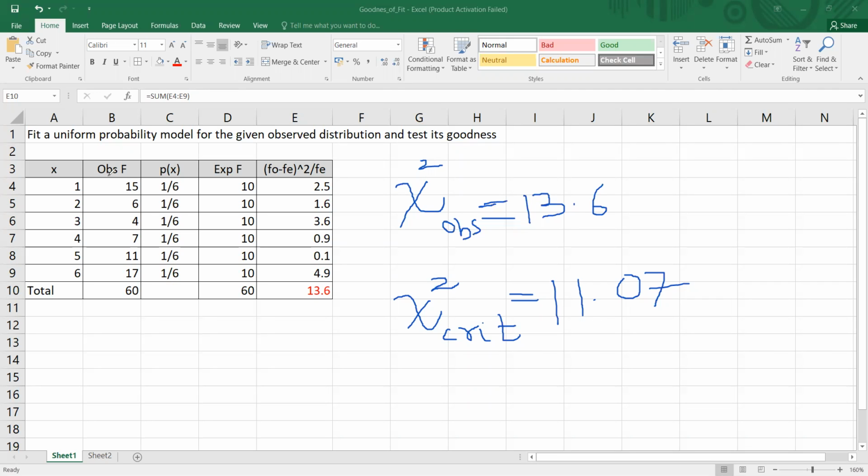And obviously, we can see here the die is not fair because 6 occurred 17 times, which is a higher deviation from 10. It is expected that 6 will appear 10 times, but actually the 6 appeared 17 times. 3 appeared 4 times, but if the die is fair, then the frequency of 3 should be 10. So there is a high deviation between the observed and the expected frequencies, so the null hypothesis will be rejected.